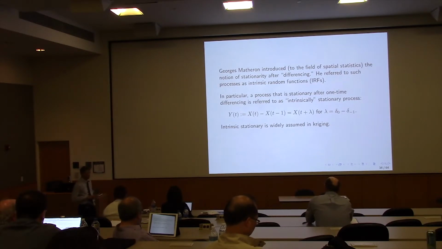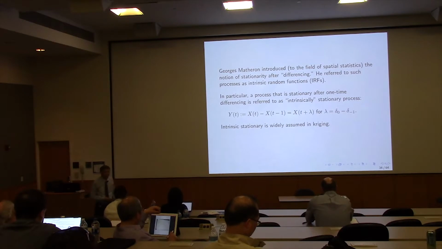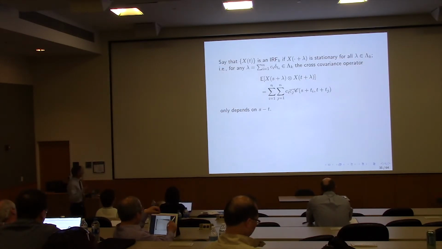And intrinsic stationarity is widely assumed in kriging. And Matheron was the person who coined the term kriging. He didn't invent kriging. He was the person who put everything together. He knew the theory as well as applications.